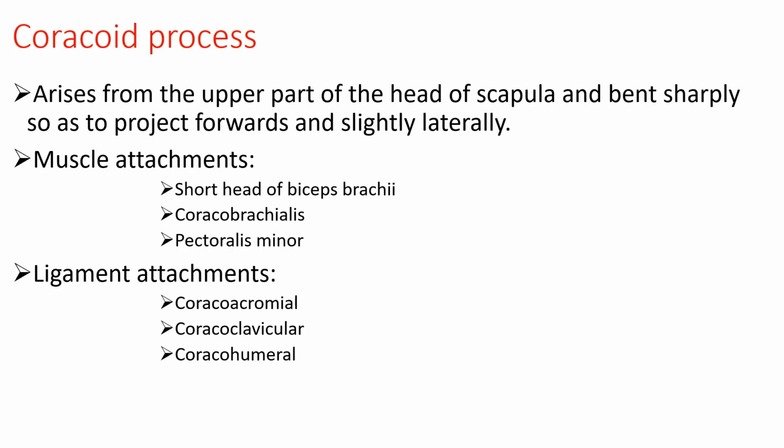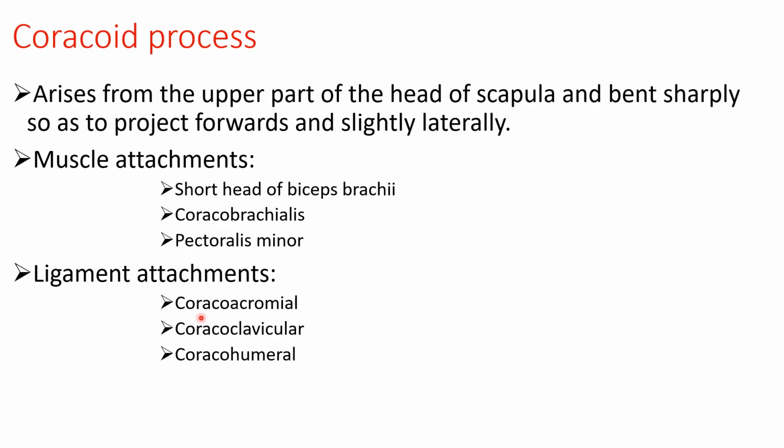Then the coracoid process. This arises from the upper part of the head of the scapula and bends sharply so as to project forwards and slightly lateral. The muscles that attach to the coracoid process include the short head of the biceps brachii, coracobrachialis, then the pectoralis minor. The ligament attachments: we have the coracoacromial ligaments, coracoclavicular ligaments, then the coracohumeral ligaments.